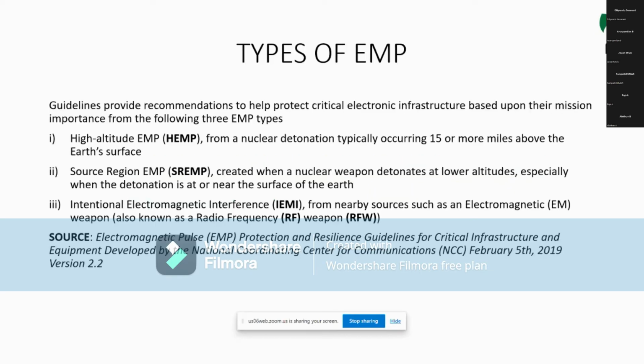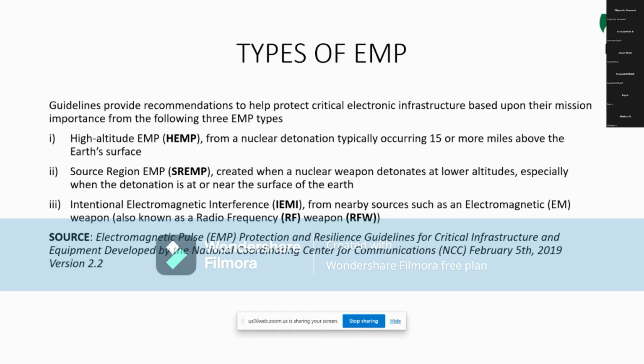Let me clarify. EMP is not EMI or EMC. In our actual power circuits, we can see EMI and EMC, that is electromagnetic interference and electromagnetic compatibility. However, now we are speaking about electromagnetic pulse, that is EMP. Let's see how drastic EMPs are generated. Suppose a nuclear accident happens at high altitude, then HEMP is generated, that is high altitude electromagnetic pulse.